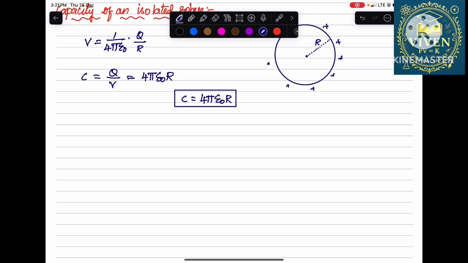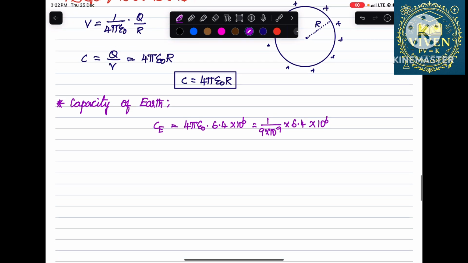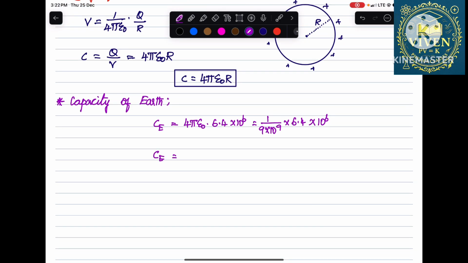Now a very well known sphere for us is the Earth. If I would like to calculate the capacity of Earth, then C E is equal to 4 pi epsilon naught into the radius of Earth, which is 6.4 into 10 to the power of 6. With 4 pi epsilon naught being 1 by 9 into 10 to the power of 9, this gives the capacity of Earth as nearly 711 microfarad.